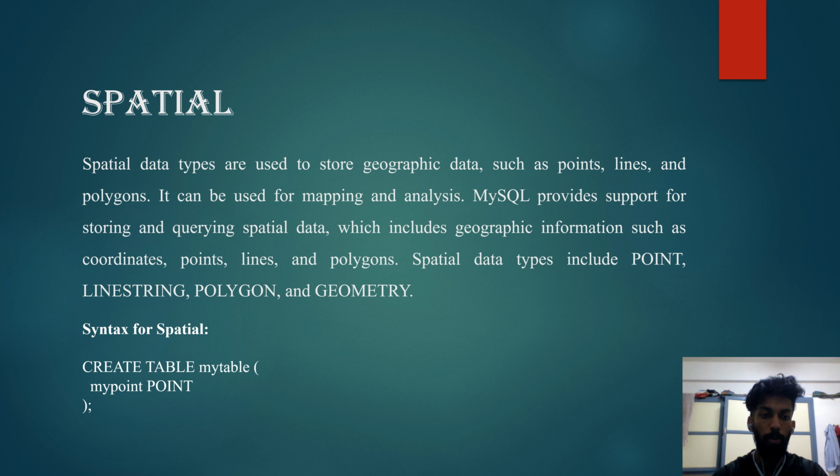Next, we are going to discuss spatial. Spatial data types are used to store geographical data such as points, lines, and polygons. They can be used for mapping and analysis. MySQL provides support for storing and querying spatial data, which includes geographic information such as coordinates, points, lines, and polygons. Spatial data types include point, linestring, polygon, and geometry. The syntax for spatial data types is also given.